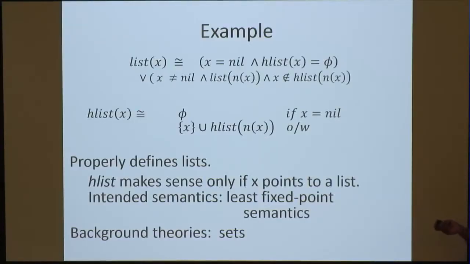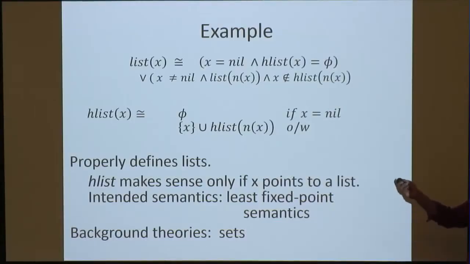Now, this turns out to properly define lists, right? H list, however, makes sense only if x points to a list, otherwise you shouldn't use it. It may be spurious, right? But the intended semantics is a least fixed point semantics, right? So we need first-order logic with least fixed points to express these kinds of properties, right? And we are using background theories here. It's sets, right? I'm using union and so on, right? But once I unfold things, then this will actually be in a decidable theory, because this kind of theory of sets is decidable.